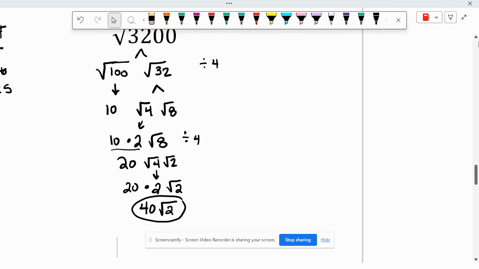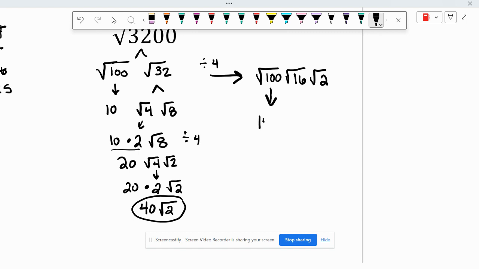So I just want to show you that if you know your perfect squares, you could have right here said 3,200 is the same thing as the square root of 100 times the square root of 16 times the square root of 2. The square root of 100 is 10. The square root of 16 is 4 times the square root of 2. And you would have gotten your 40 root 2. Okay.